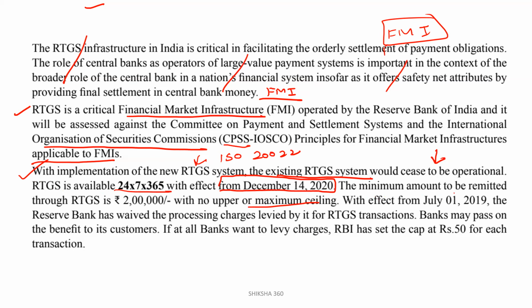With effect from 1st of July 2019, the Reserve Bank has waived the processing charges levied by it for the RTGS transaction. So banks may pass on the benefit to their customers.